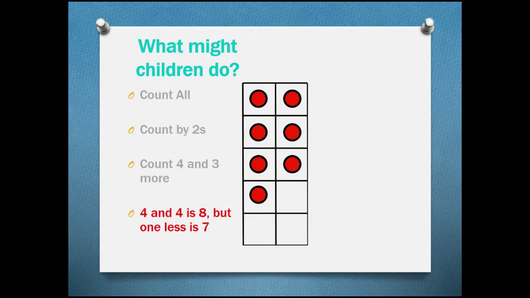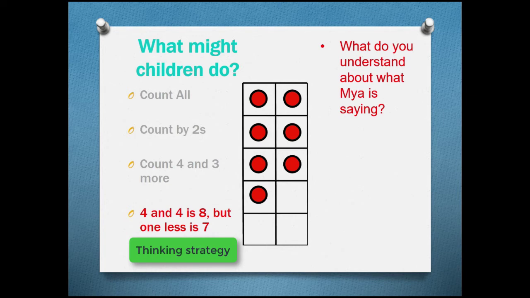Okay, so we've talked about a solution where a child counted all, a solution where somebody counted by 2, Joe's solution, where he counted 4 and 3 more if he used his fingers. But somebody might have a solution of a completely different type, and they might say, well, I know that 4 and 4 is 8, and this is 1 less, and so it has to be 7. Now, this solution is what we would typically call a thinking strategy solution, and so this is a very interesting one for the teacher to highlight. What do you understand about what Maya is saying?